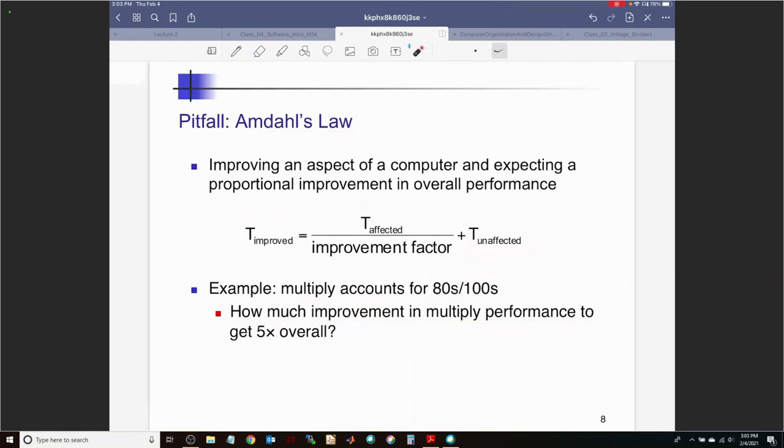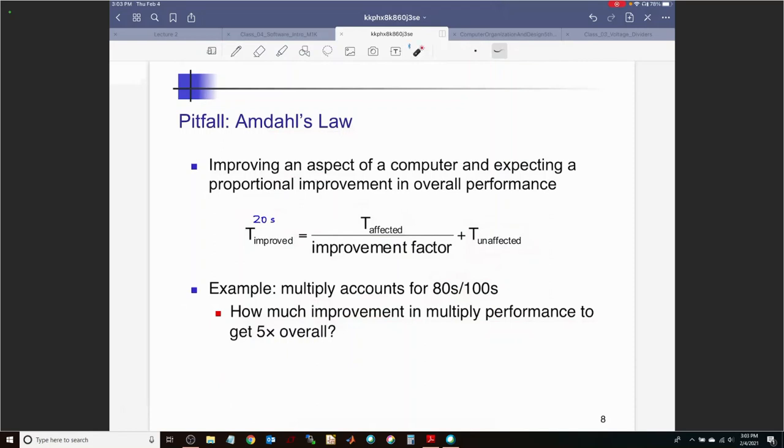improvement, right? So if I make my multiplication operations faster and faster, can I somehow improve the overall performance by 5 times? What does that mean? Overall 5 times it should improve. Well, if it was taking 100 seconds, if you improve it by 5 times, now it should take 20 seconds, right? So let's say your improved time is 20 seconds.